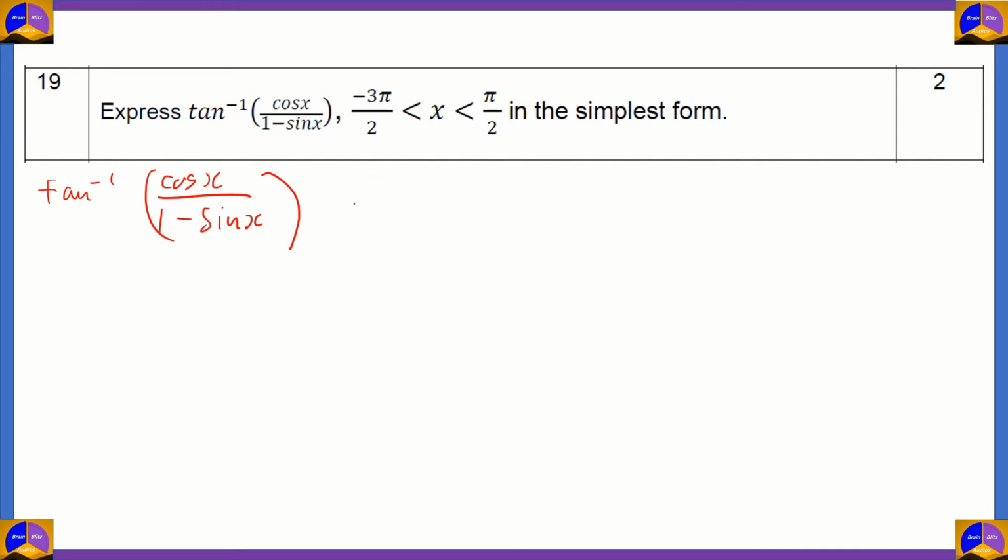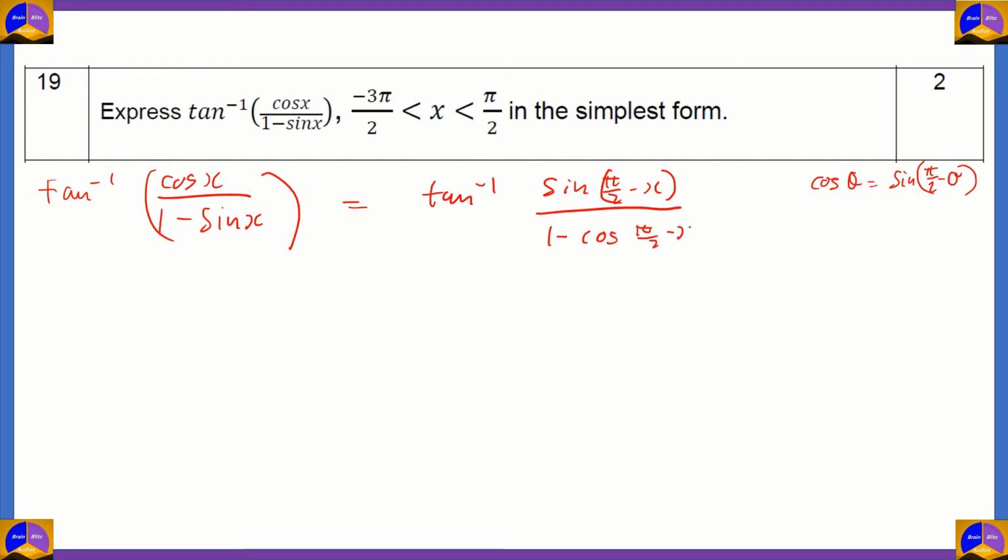Now, what you would do here is convert cos theta to sine of pi by 2 minus theta, and sine theta to cos of pi by 2 minus theta. Basically, you get the equation tan inverse of sine of pi by 2 minus x divided by 1 minus cos of pi by 2 minus x. So this is what you get.